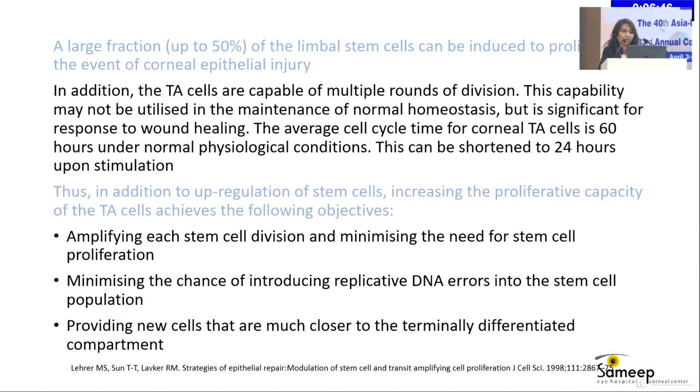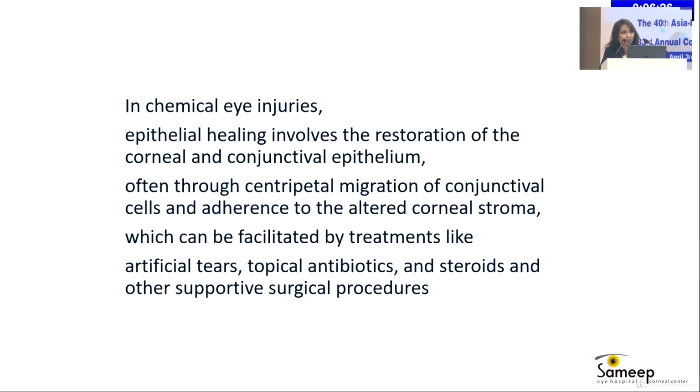Thus, in addition to upregulation of stem cells, increasing the proliferative capacity of transient amplifying cells achieves the following objectives: amplifying each stem cell division and minimizing the need for stem cell proliferation, minimizing the chance of introducing replicative DNA errors into the stem cell population, and providing new cells that are much closer to the terminally differentiated compartment.